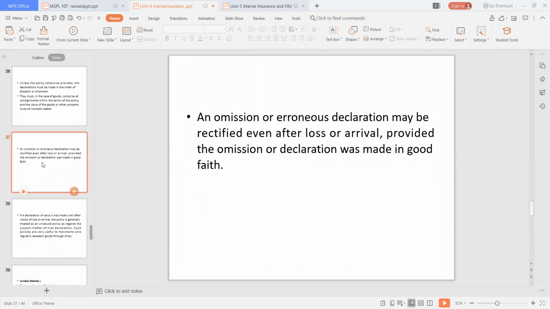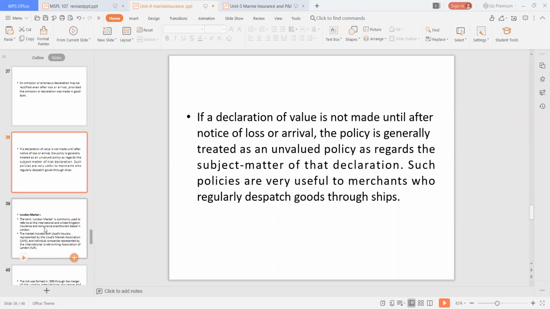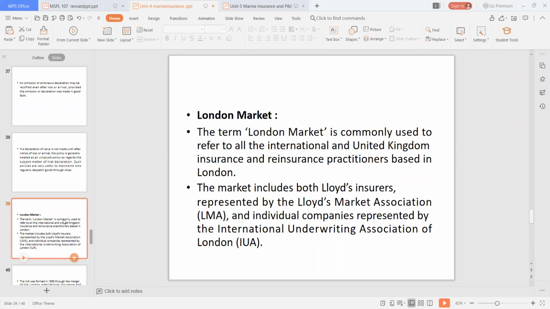An omission or erroneous declaration may be rectified even after loss or arrival, provided the omission or declaration was made in good faith. So these are the things to be followed there. If a declaration of value is not made until after the notice of loss or arrival, the policy is generally treated as an invalid policy as regards the subject matter of that declaration. Such policies are very useful to merchants who regularly dispatch goods through ships. So these are the different types of policies and their importance.